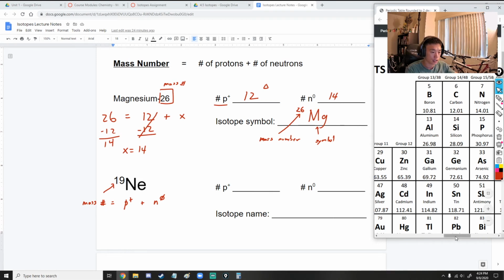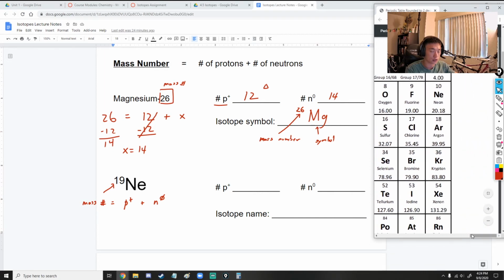So if you guys can find it, Ne is going to be on the very far right of the periodic table. Okay, the very far right. And you're going to notice that Ne has the number 10 on top of it. So we know that if it's the number 10 on top, that's going to mean it has 10 protons. All right, the number of neutrons.